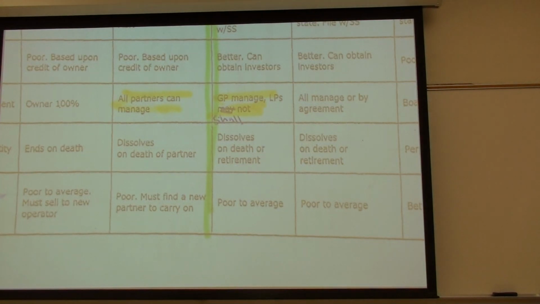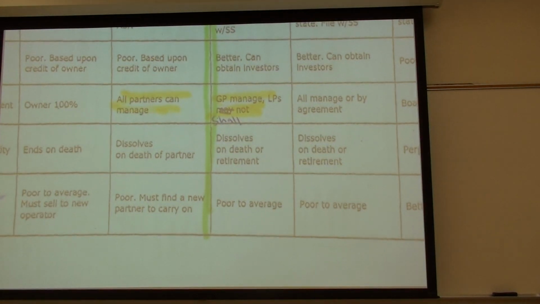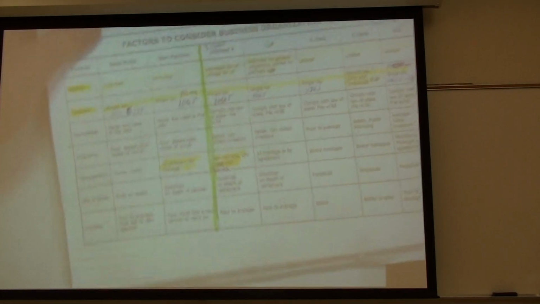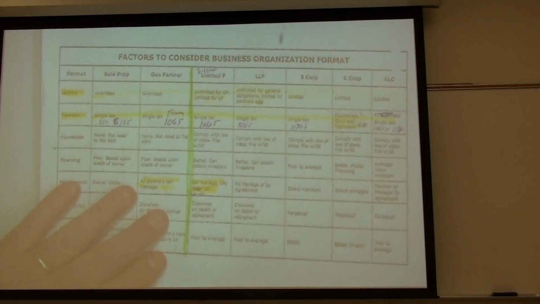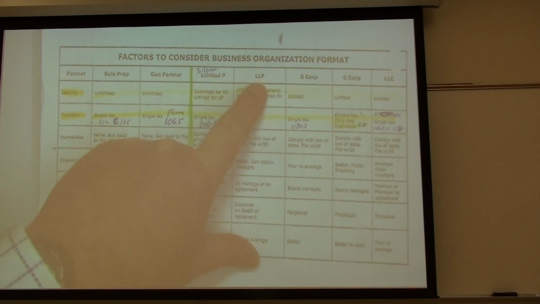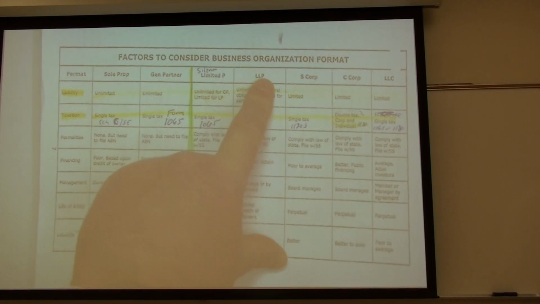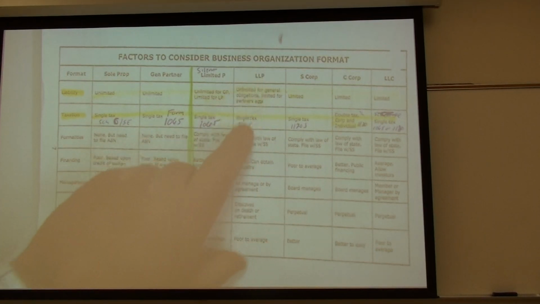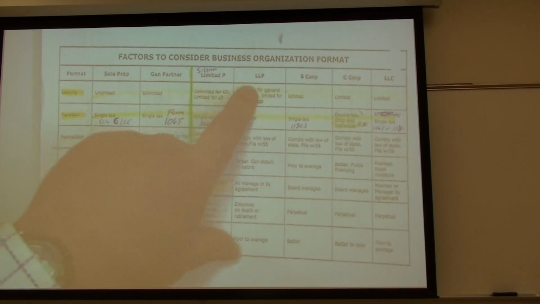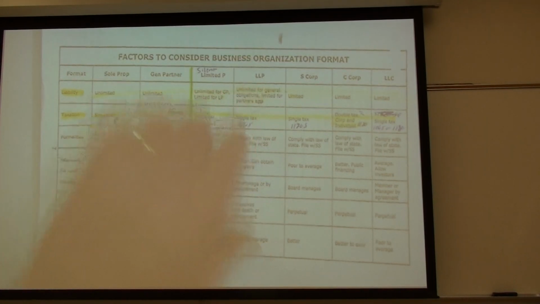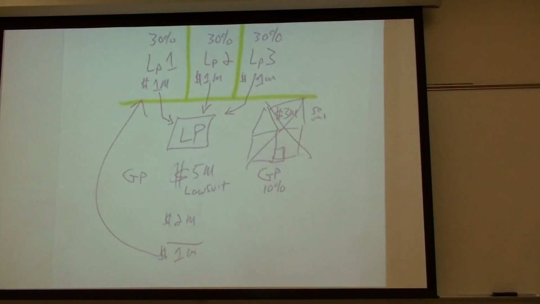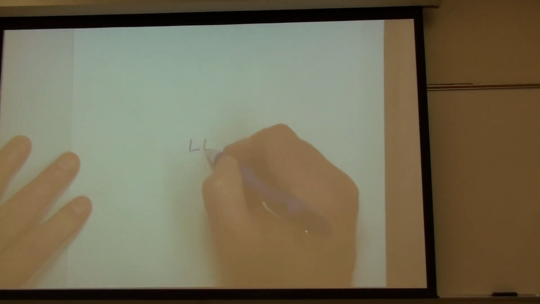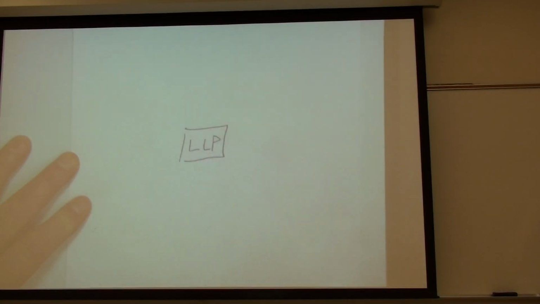So that brings us to the next type of partnership, and that is an LLP, right here. LLP stands for Limited Liability Partnership. And in a lot of ways, it's similar to a limited partnership, but in another way, they're very different. So let me just kind of explain the basics of how a limited liability partnership is broken down. Okay, so now we're going to have an LLP, Limited Liability Partnership.